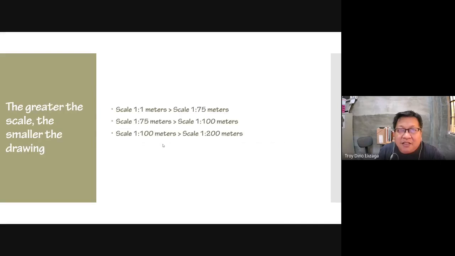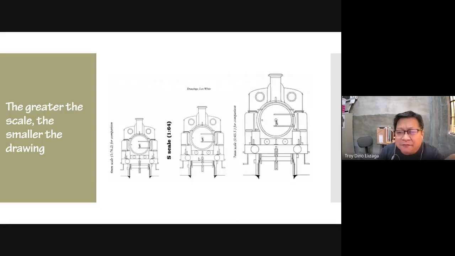The greater the scale, the smaller the drawing. For example, you have a 1 is to 1 meter. This is greater than 1 is to 75. The 75 is greater than 1, but in terms of the scaling, the bigger the scale, the smaller the drawing. So 1 is to 75 is greater than 1 is to 100. 1 is to 100 is greater than 1 is to 200. So therefore, if I ask you to draw something at a particular scale and it did not fit the paper, maybe you used the wrong scale or you interpreted it wrongly.